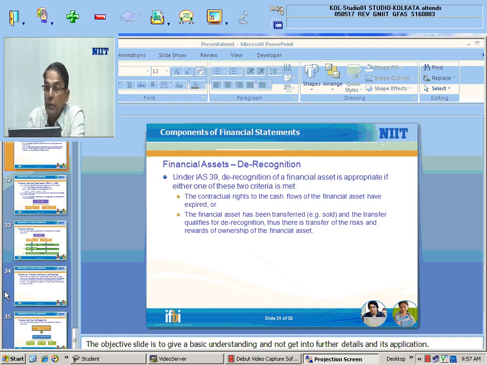So at that point of time, the financial asset should be derecognized. The first criterion for derecognition of a financial asset is usually easy to apply when the contractual rights to cash flow have expired. The contractual rights to cash flow may expire, for instance, because a customer has paid off an obligation to the entity or an option held by the entity has expired worthless, like the earlier case.